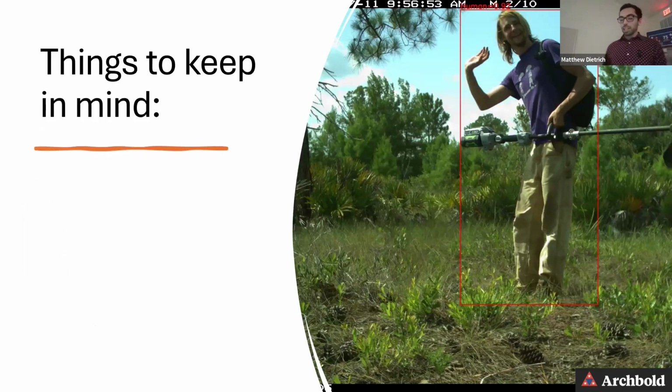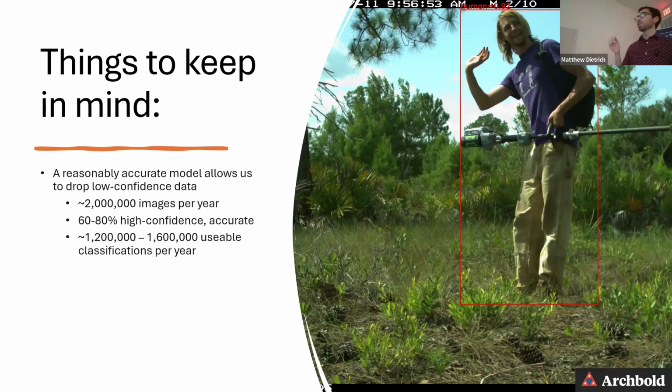So there are plenty of things to keep in mind. They come in 2 categories. The first is how we're using this model currently. Like I said, a reasonably accurate model will allow us to drop the low confidence data and just stick with the very high confidence classifications.